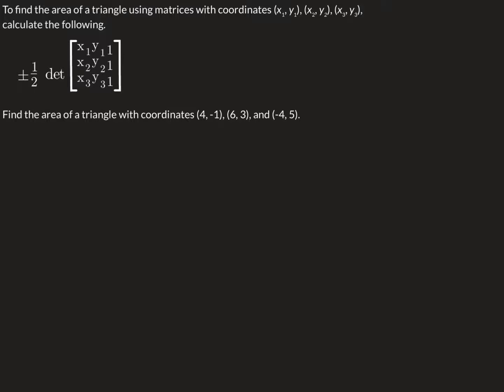Hello. In this video, we're going to be finding the area of a triangle using matrices. So if a triangle has these three coordinate points, x1, y1, x2, y2, and x3, y3, we can calculate the area of the triangle using plus or minus 1/2 the determinant of the matrix, where the top row is x1, y1, and the third element is 1. So basically you're entering the coordinates going down columns 1 and 2, and then the third column is a 1, and that's constant every time.